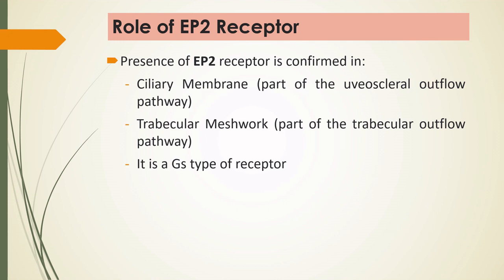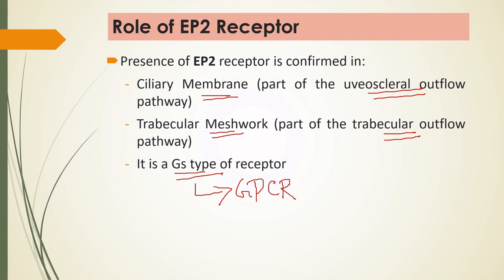So now what is the role of the EP2 receptor? This EP2 receptor is actually a prostanoid receptor and it is present in the ciliary membrane as well as on the trabecular meshwork. Now the ciliary membrane is part of the uveoscleral outflow, and the trabecular meshwork is a part of the trabecular outflow. This EP2 receptor is a G stimulatory kind of receptor. That is, it comes under the family of GPCR or the G protein coupled receptors.